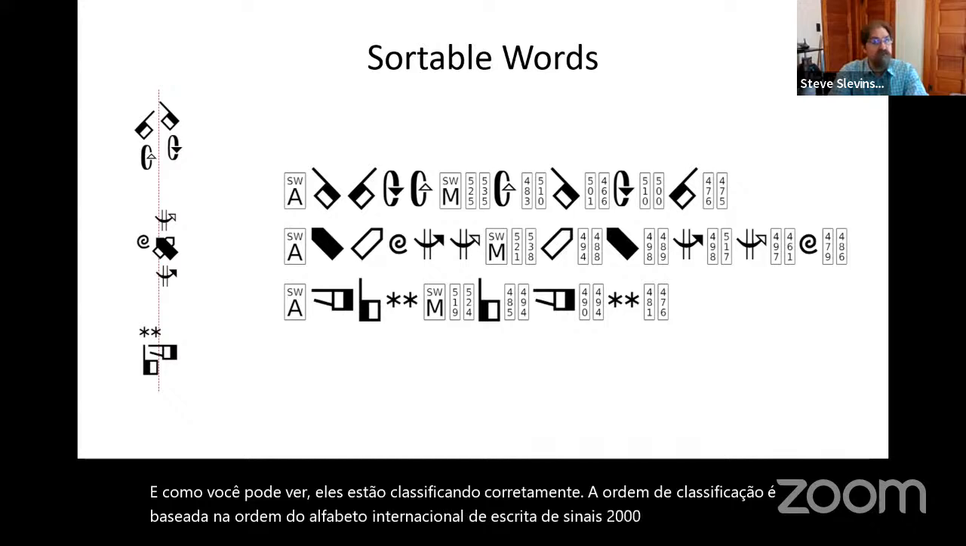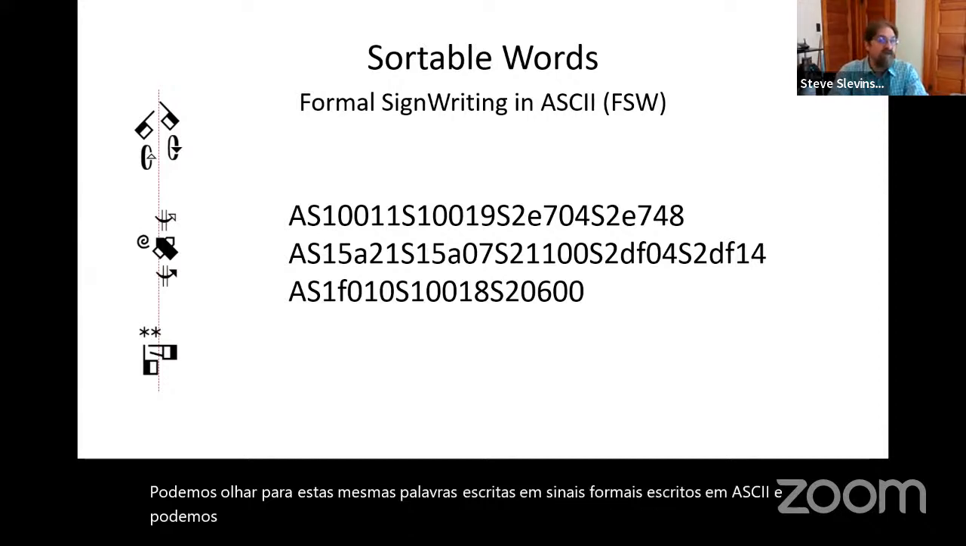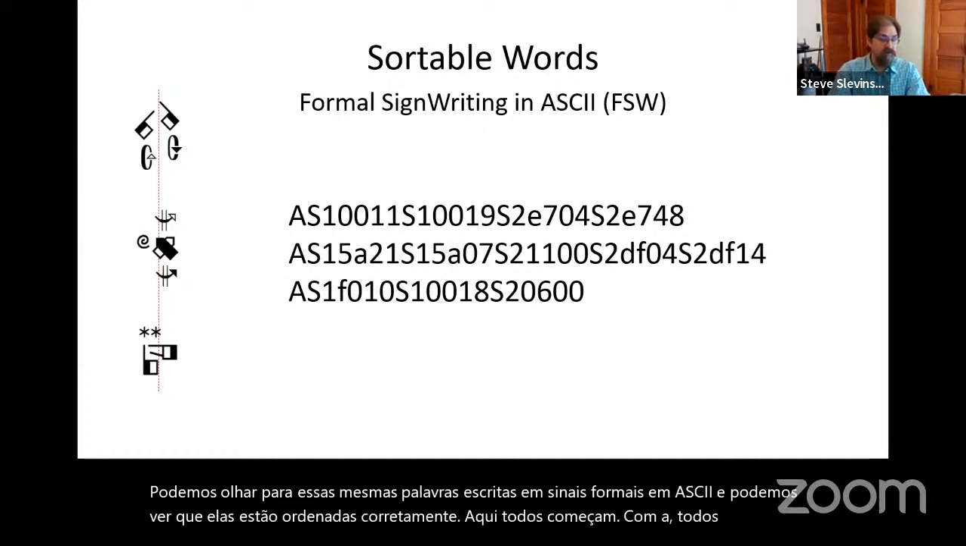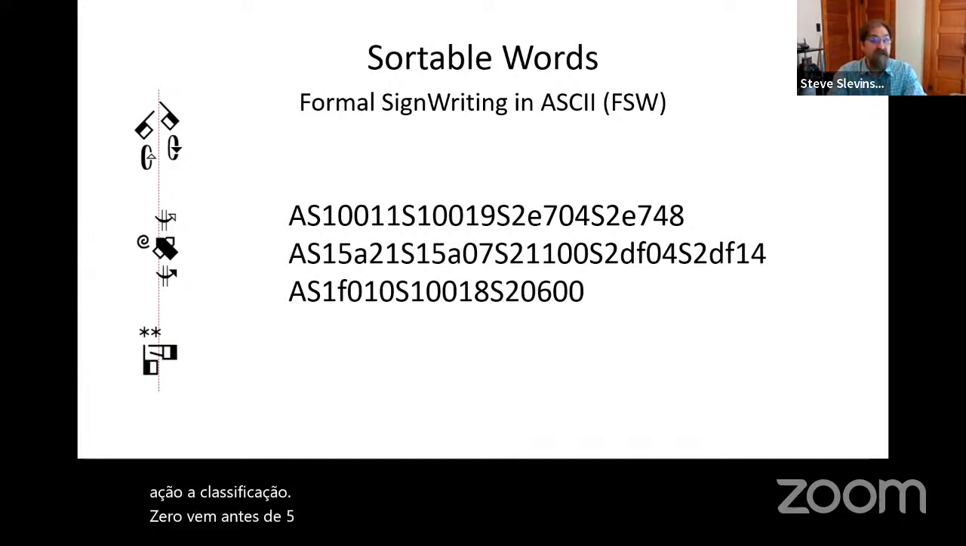We can look at these same words written in Formal SignWriting in ASCII, and we can see that they are sorted properly here. They all start with A, they all start with S, they all start with 1. But the 4th character, this is where sorting kicks in. 0 comes before 5, and 5 comes before F.